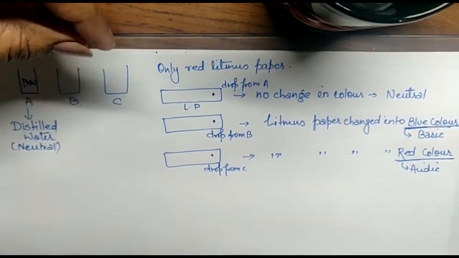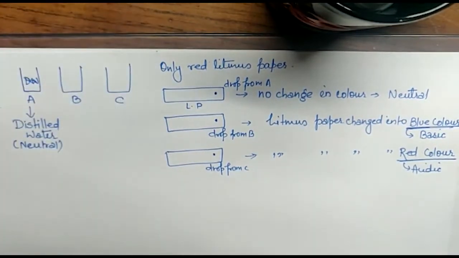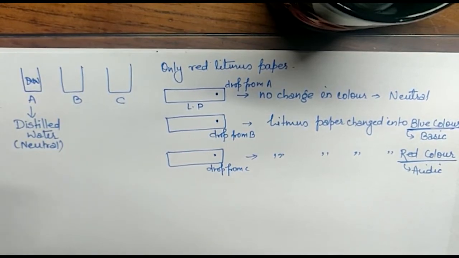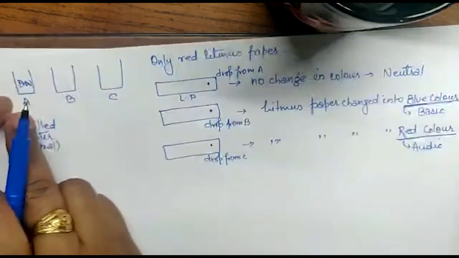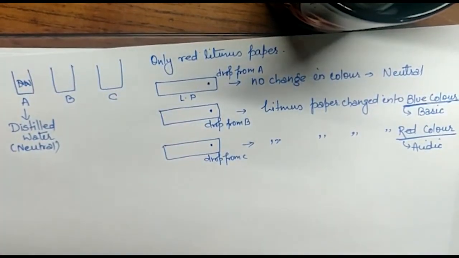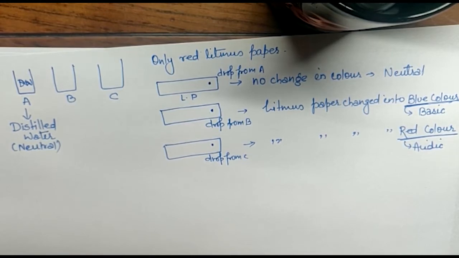So maybe you place a drop from C and it will not show any color. The one which is not showing any color change will be neutral. Got it? You have to check all three test tubes. Taking a drop from any beaker or test tube randomly and putting it on the litmus paper, if the litmus paper changes into blue color, you will say it is basic. If the drop shows red color, it will be acidic, and if there is no change, it will be neutral.